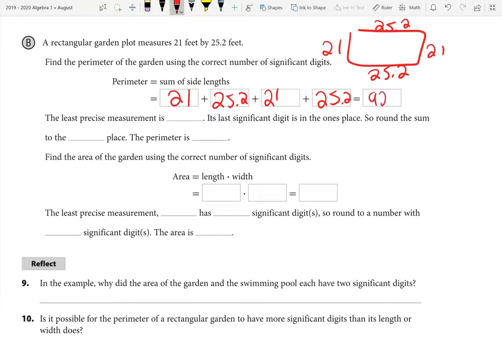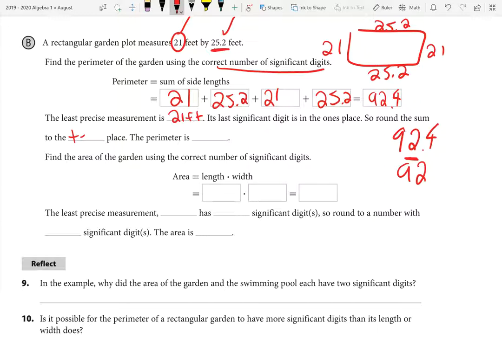92.4. Now that's our answer, but we can't leave that answer because we have to use the correct number of significant digits. The least precise measurement is the 21 feet, because 25.2 goes to the tenths place, which is more precise than the one that only goes to the ones place. So the last significant digit is in the tens place, meaning we have to round the 92.4 to the tens place. Since the 0.4 is not big enough to round up, we round this down to keep it at 92 feet.